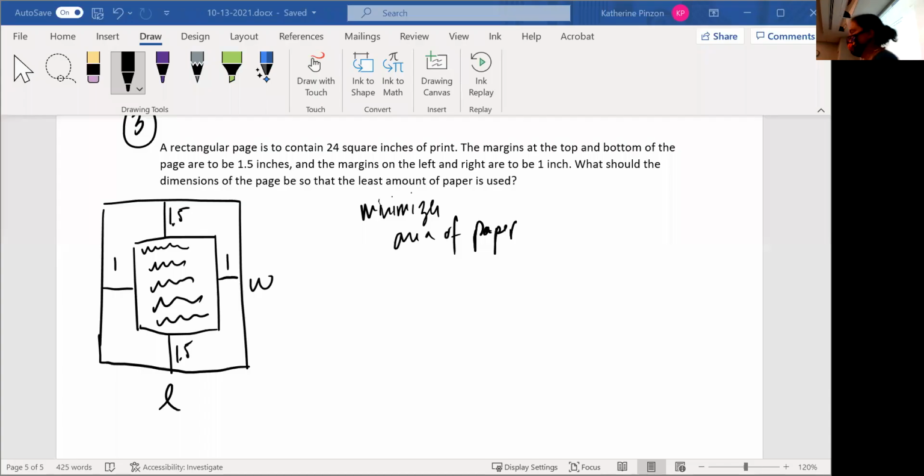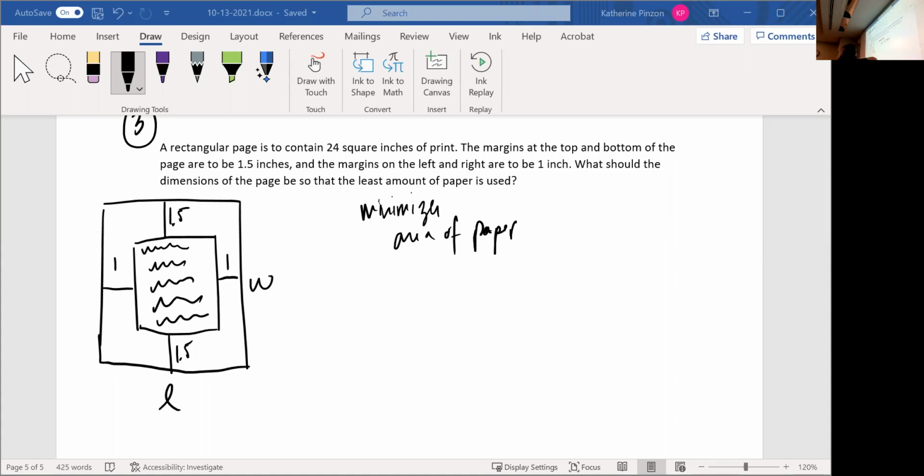Okay, the margins are to be 1.5 inches. Up here at the top, there's 1.5, down here at the bottom, there's 1.5. On the sides, it's 1 inch. So over here, there's 1 inch, over here, there's 1 inch. There's writing in the middle, okay?